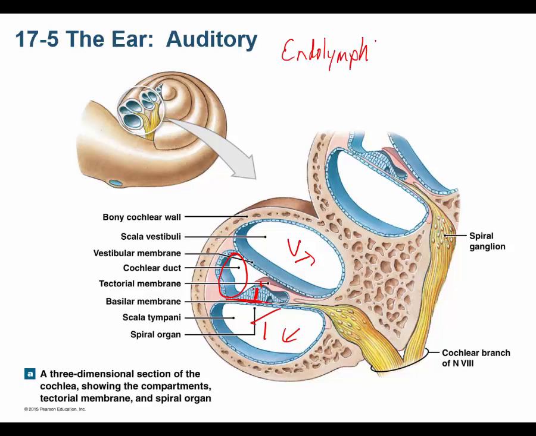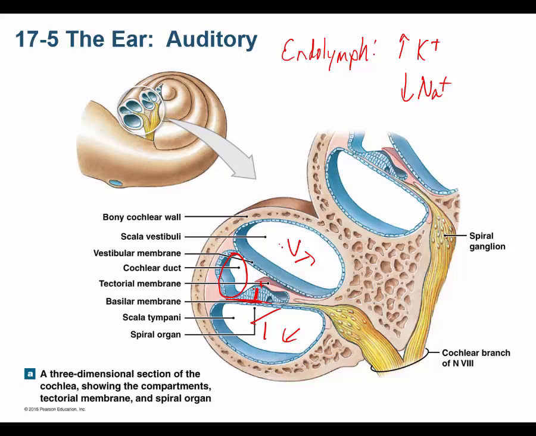Endolymph actually looks like intracellular fluid. Endolymph is high in potassium and low in sodium. Extracellular fluid is high in sodium and low in potassium. The endolymph in this cochlear duct looks like intracellular fluid; its composition is like it. Whereas the perilymph looks like extracellular fluid. It's high in sodium and low in potassium. All right, I'll come back to that.